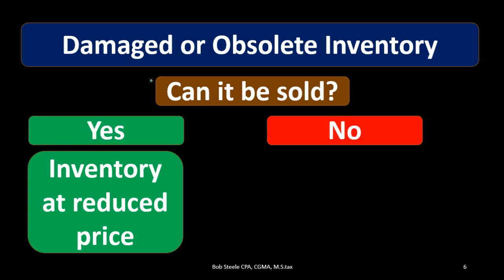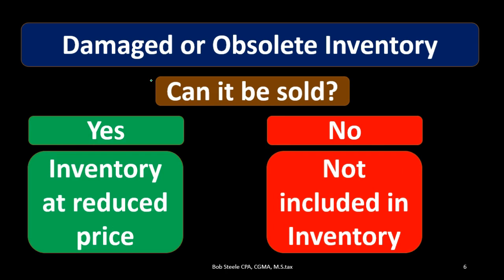If it cannot be sold, then we're going to have to not include it in inventory. We're going to have to write off the loss at the point in time that it's been determined that the inventory cannot be sold. Note that this is a huge component.